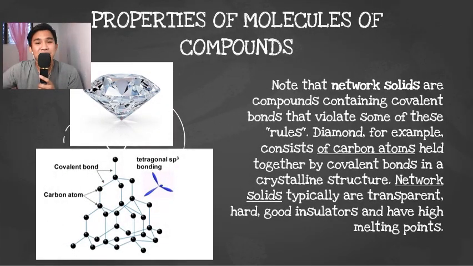But we have also to note that network solids are compounds containing covalent bonds that violate some of these rules. For example, diamond consists of carbon atoms held together by covalent bonds in a crystalline structure. Network solids typically are transparent, hard, good insulators, and have high melting points.